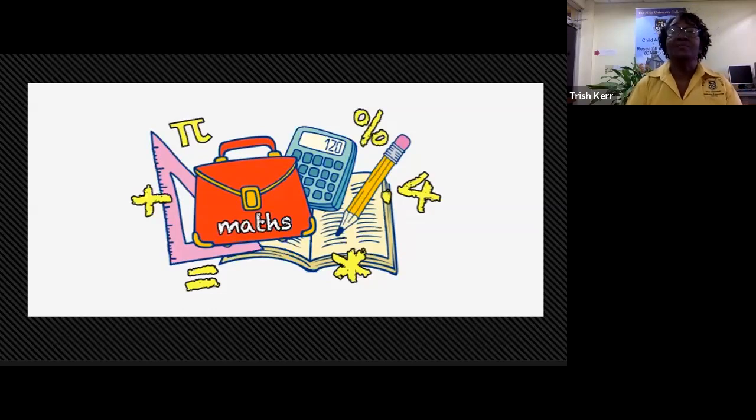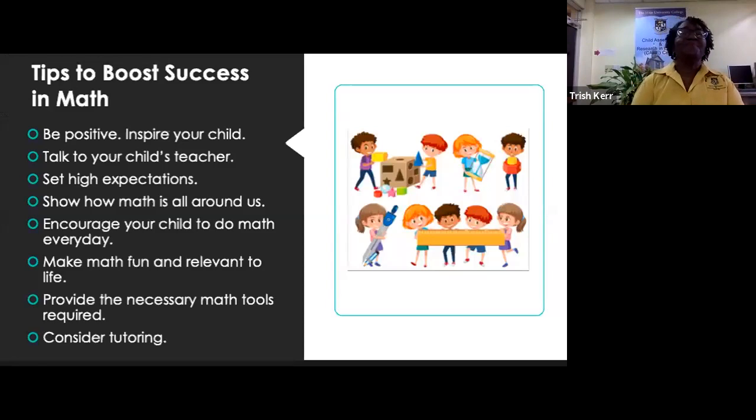Be positive. Inspire your child. Talk to your child's teacher. Set high expectations, but don't let it be where they can't reach it. Make it attainable. Show how math is all around us.